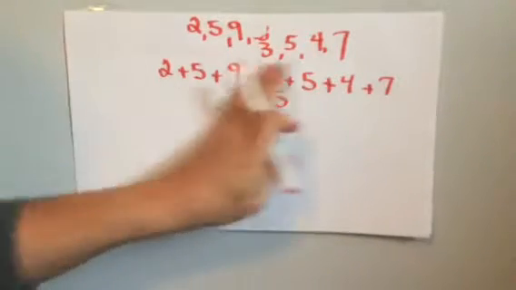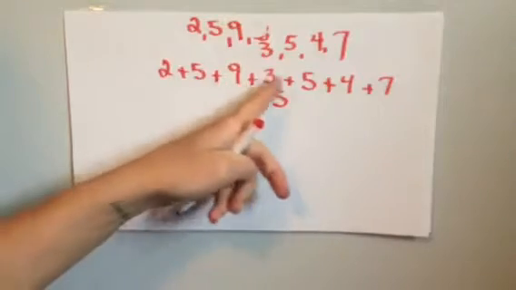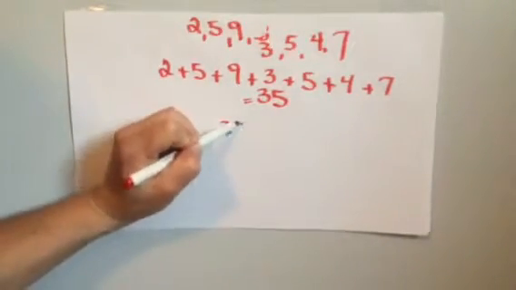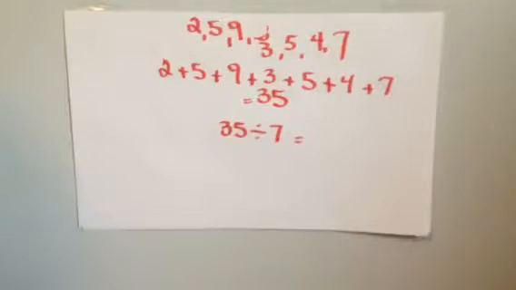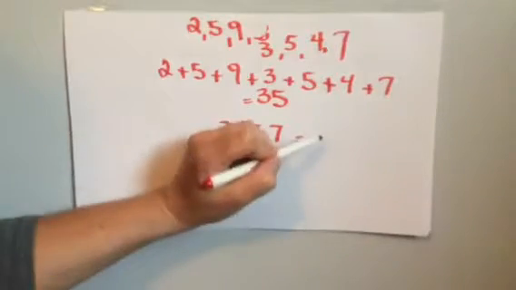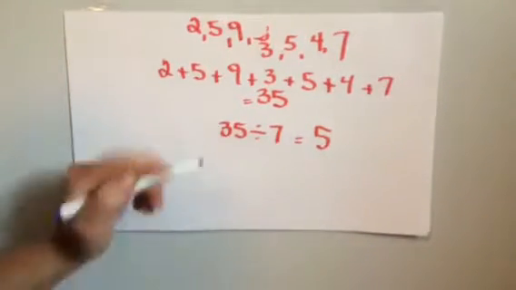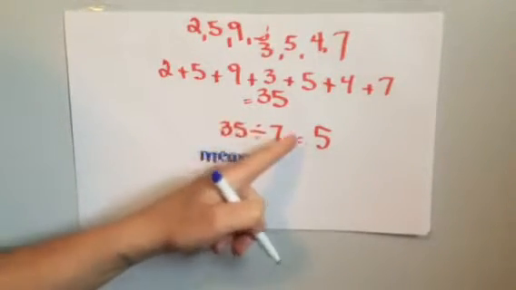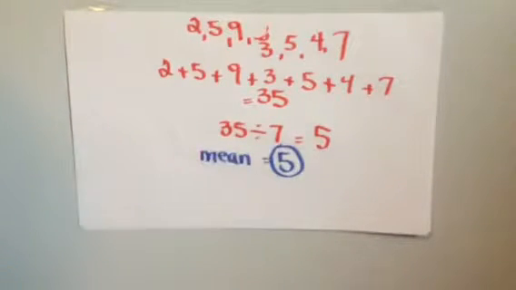You just add all those numbers together and then divide by the number in your set. So we have 1, 2, 3, 4, 5, 6, 7 numbers in our set. We're going to take 35 and divide by 7, and 35 divided by 7 is going to give us 5. So our mean for this problem equals 5.